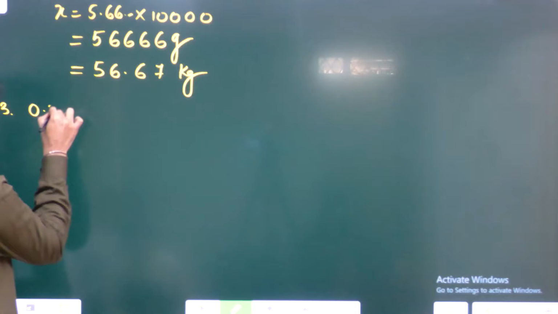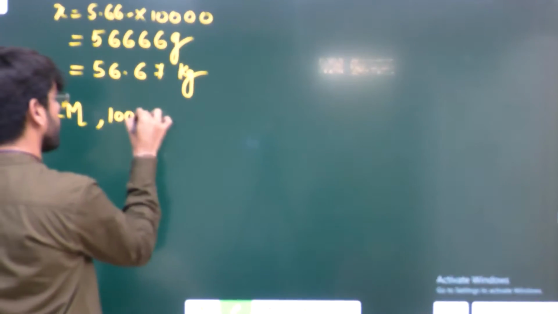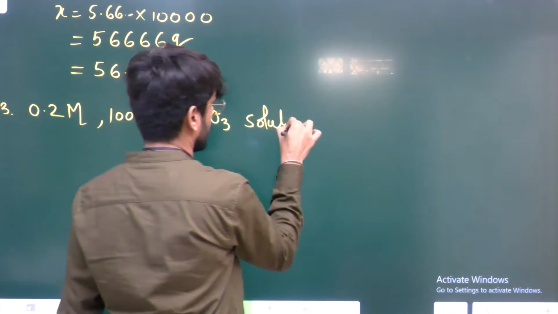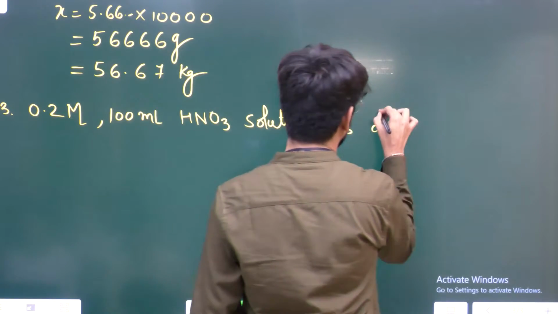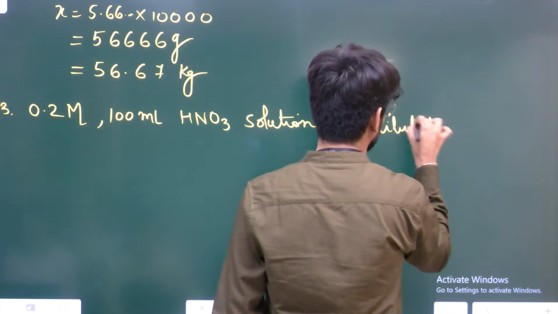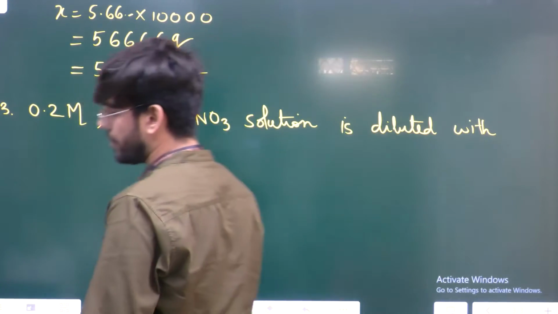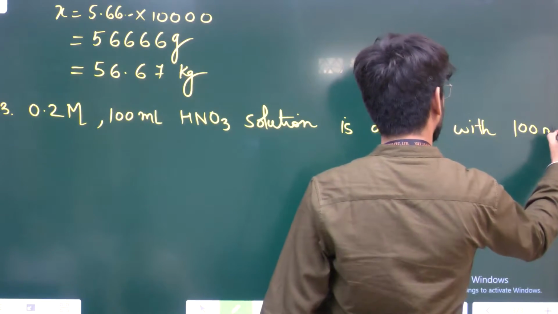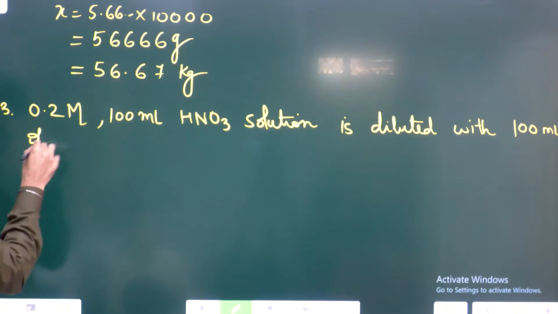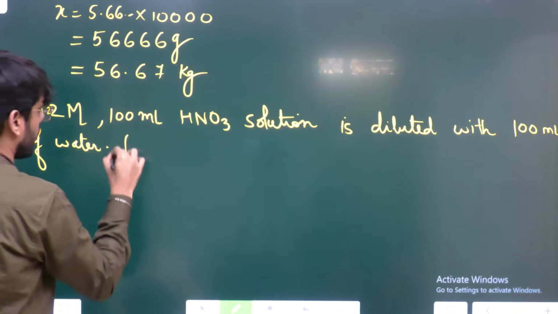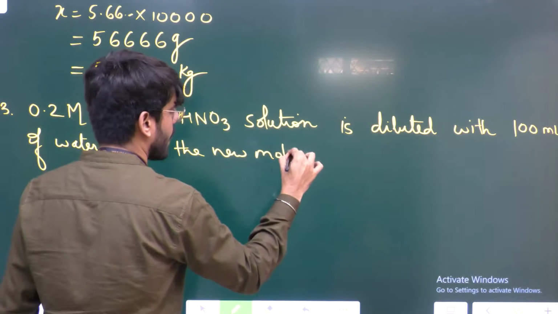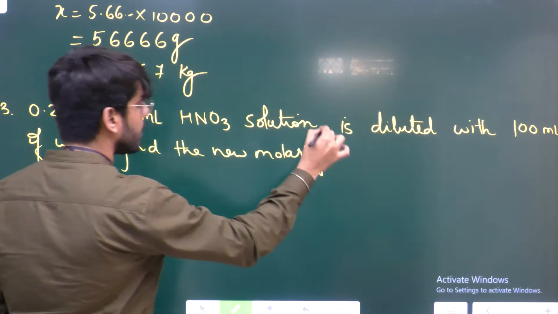0.2 molar, 100 ml HNO3 solution is diluted with 100 ml of water. Find the new molarity, which you also call molarity of dilution.